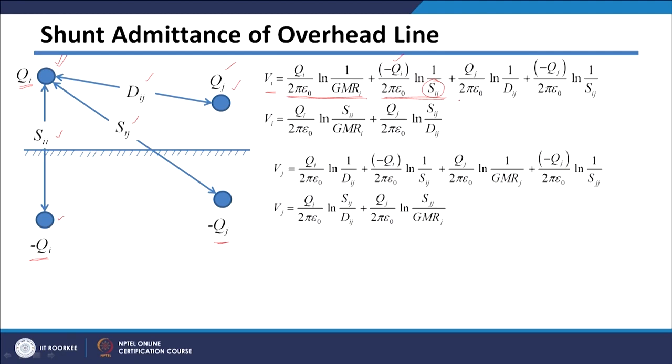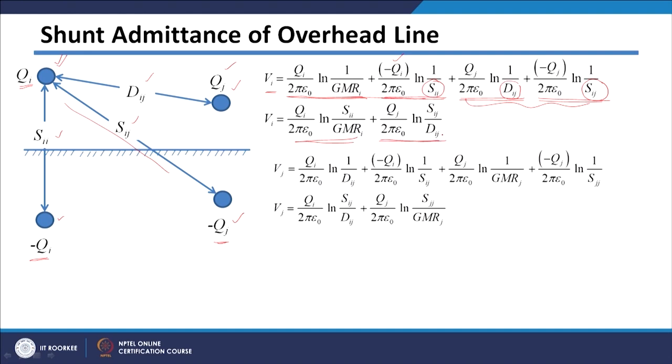Similarly, the voltage at conductor I due to charge Qj will be given by this term, and here the distance is Dij between conductor I and conductor J. This is the voltage at conductor I due to the image of J, meaning this particular charge, and in this case the distance is Sij, so I need to put Sij here. Now, if I take these two logarithmic terms together, I will get this term here, and if I take these two logarithmic terms together, I will get this term here.